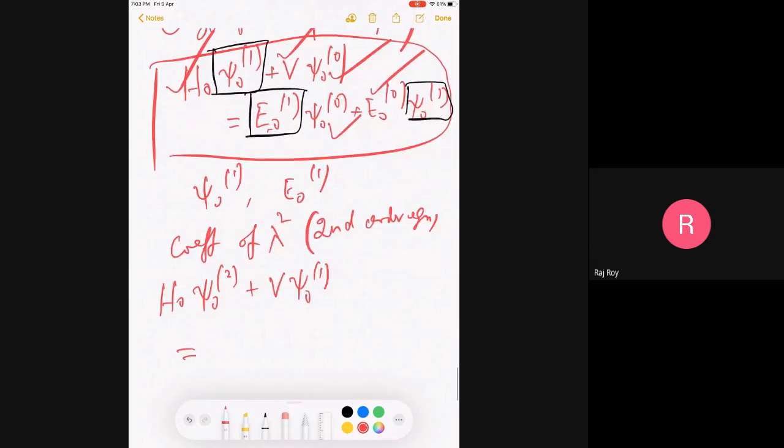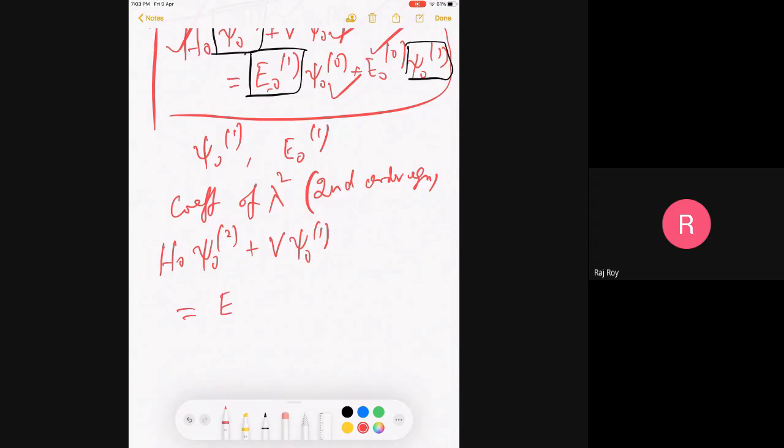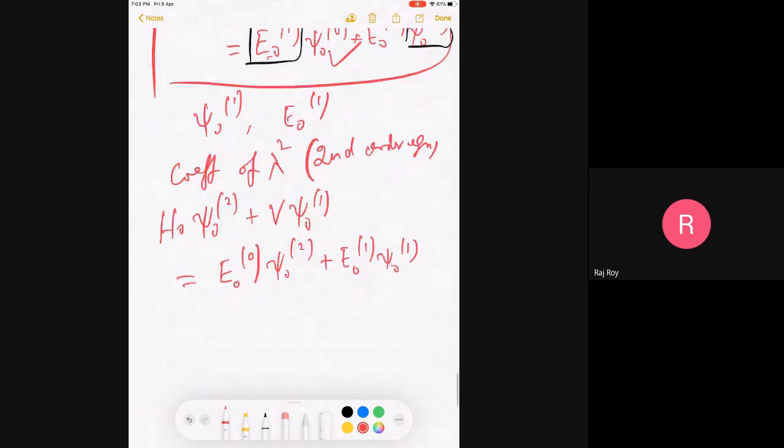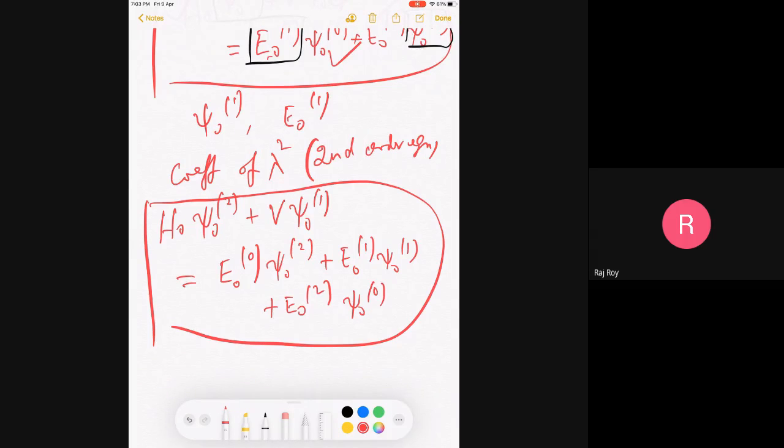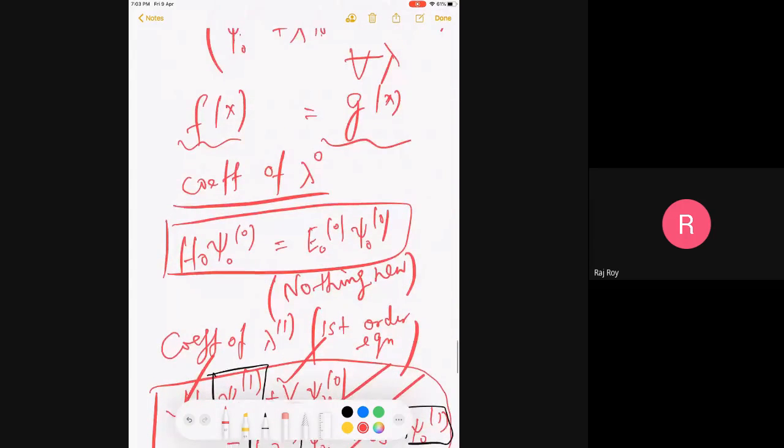So I have three terms on the right hand side, and let me write it. E 0 0 psi naught 2, E 0 1 psi naught 1 plus E 0 2 psi 0 0. So that becomes a second order equation. What I will do today before I end is to show that these equations are very easy to write. You really don't have to look at these manually and do it.